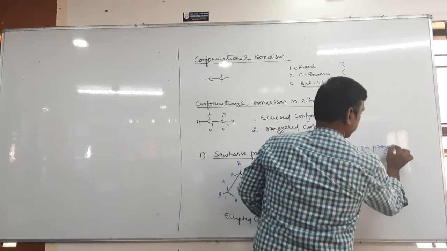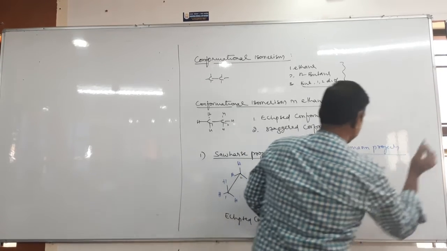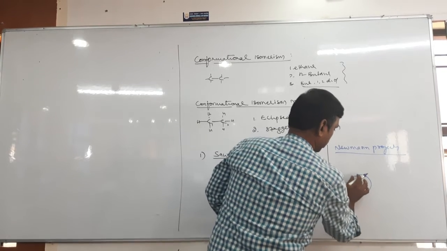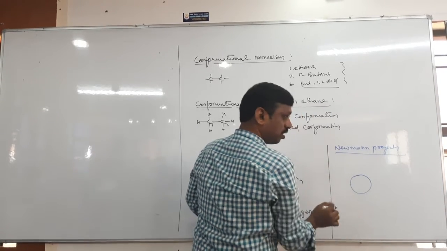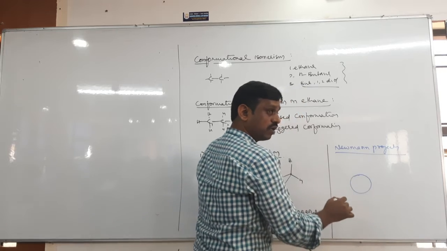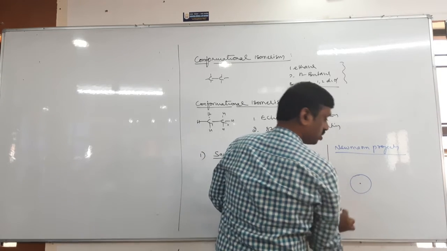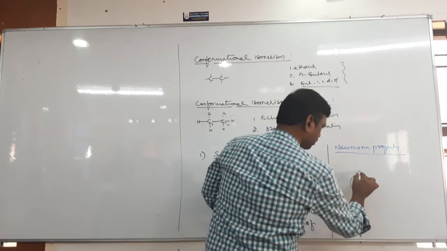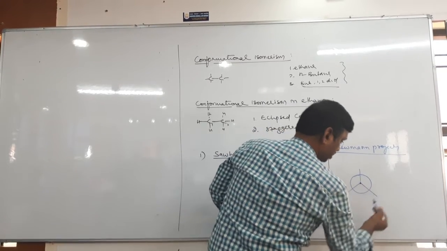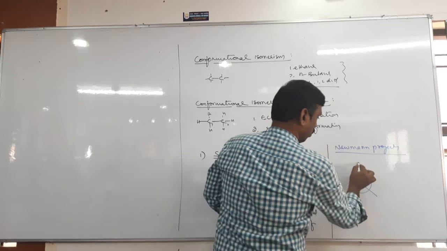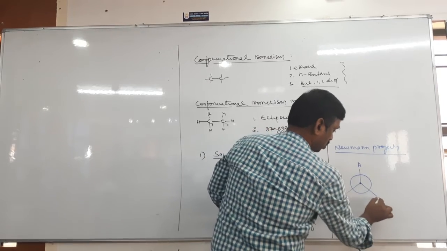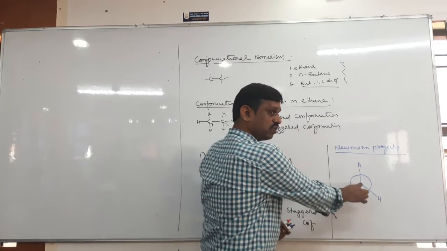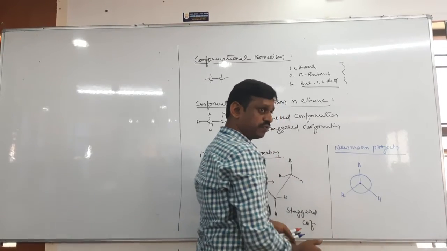Newman projection. In the Newman projection, let us first take a circle, which indicates one carbon, and one dot, which is another carbon. This dot indicates the front carbon. On the front carbon, the hydrogens are like this: 1, 2, 3. Okay, the front carbon is a dot, so there are 3 hydrogens.